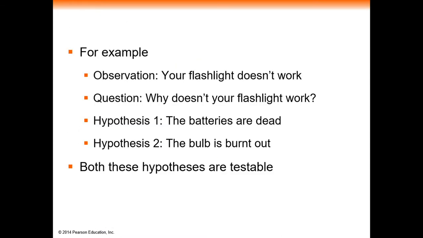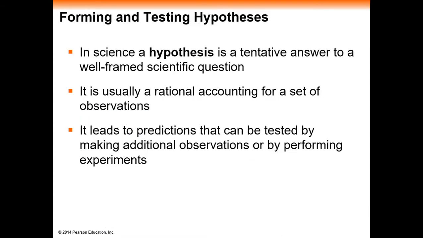And here's how this works. Okay. So once we make all of those observations about the world around us and we come up with a question, a lot of times we'll want to have a proposed explanation or a best guess to explain that observation or to answer that question that we came up with. That proposed explanation or that best educated guess is something called a hypothesis, and it's a tentative answer to a well-framed scientific question. We usually make a hypothesis using inductive reasoning.